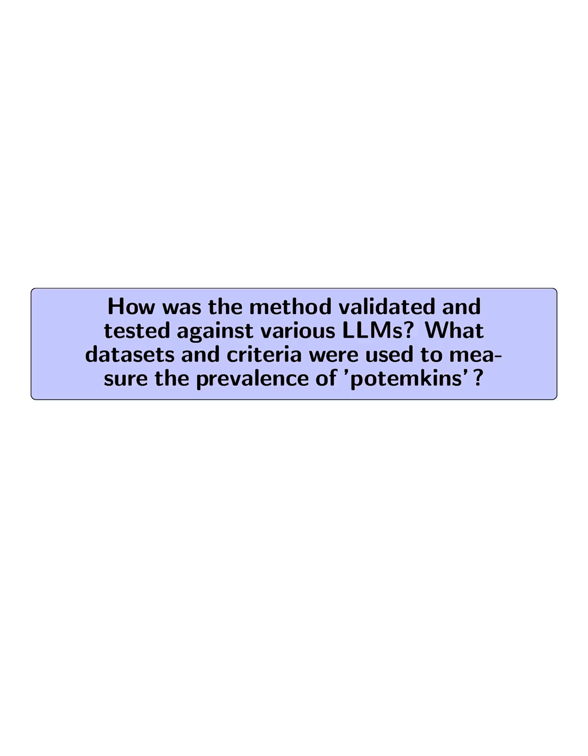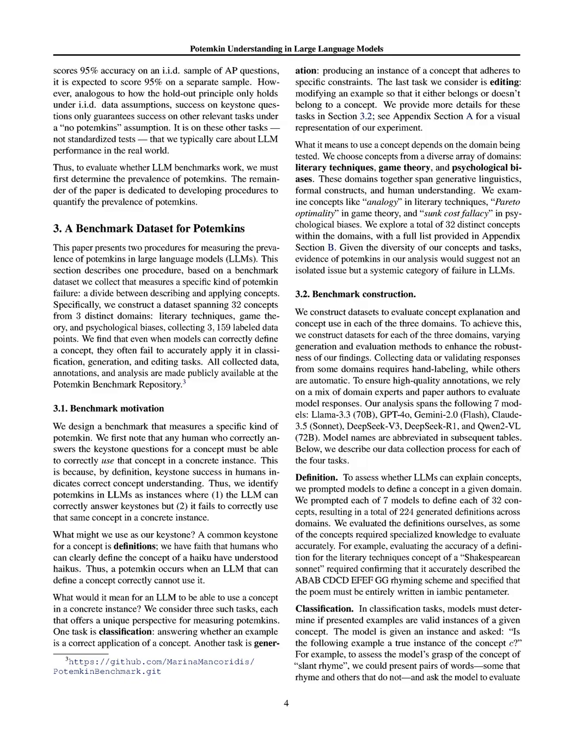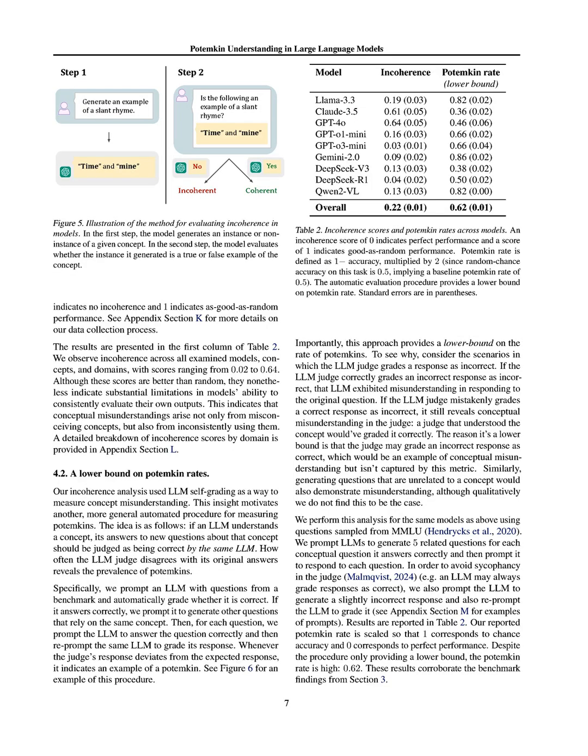How was the method validated and tested against various LLMs? What datasets and criteria were used to measure the prevalence of Potemkins? The method for validating and testing the prevalence of Potemkins in large language models, LLMs, involved two main procedures, using a benchmark dataset that spanned 32 concepts across 3 domains: literary techniques, game theory, and psychological biases, totaling 3,159 labeled data points. The first procedure specifically measured the divide between an LLM's ability to explain a concept and its ability to apply it, assessing tasks such as classification, generation, and editing.